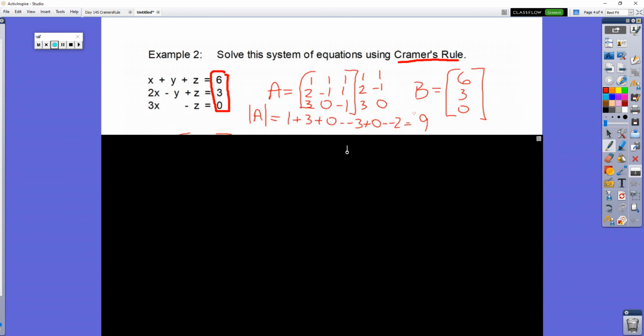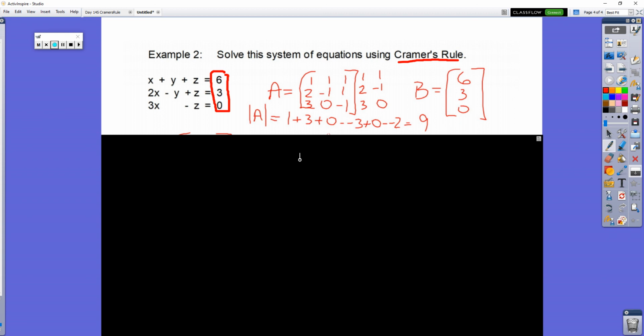First thing you're going to want to do is find the determinant of matrix A, which is going to be 1, 3, 0. This was going to be negative 3, but it's going the wrong way, so we subtract negative 3. That's kind of like adding. This is going to be 0, so we're subtracting nothing there. And then we have negative 2, but it's going the wrong way, so we're subtracting. The determinant for matrix A in this particular problem is 9. So that's the first part of the problem. We come up with the determinant for the original coefficient matrix.